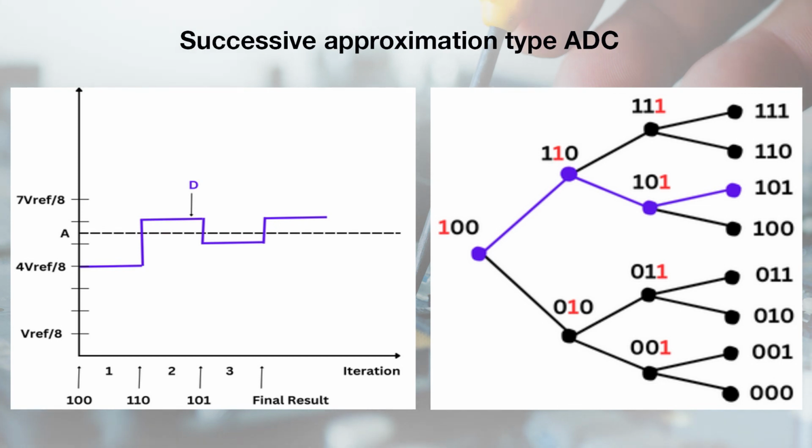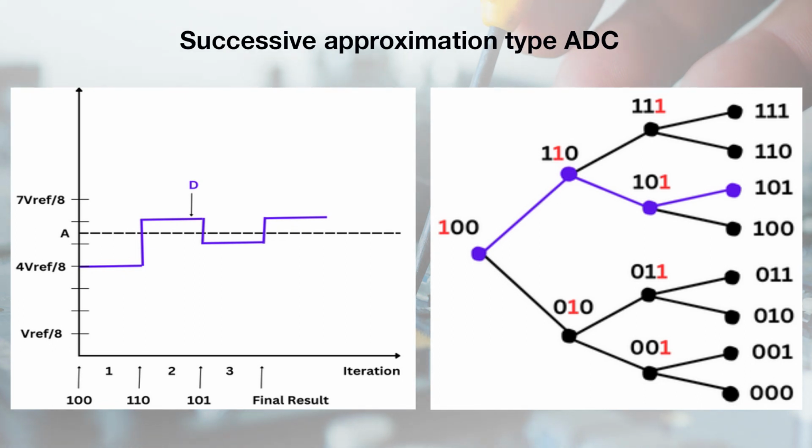The blue path shows the iteration followed for our specific analog input. In the beginning MSB is set high, so we get output 1 0 0. DA converter output is now compared with analog input. Comparator output is 1, so we move to the upper side of the diagram and get the output 1 1 0. Now, again DA converter output is compared with analog input and we get output low. So, further we move to the downside of the diagram to get the output 1 0 1, and again DA converter output is compared with analog input and we get output high. So, our final result is 1 0 1.